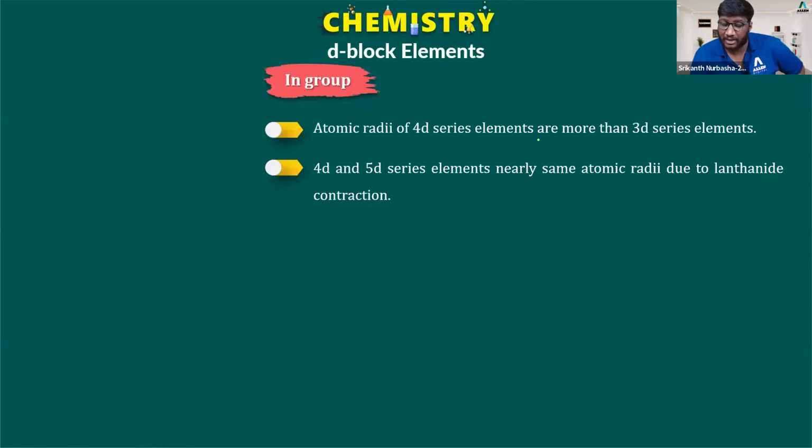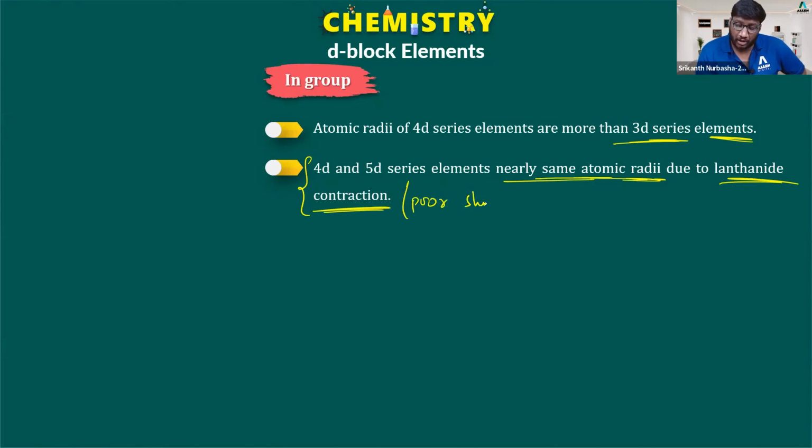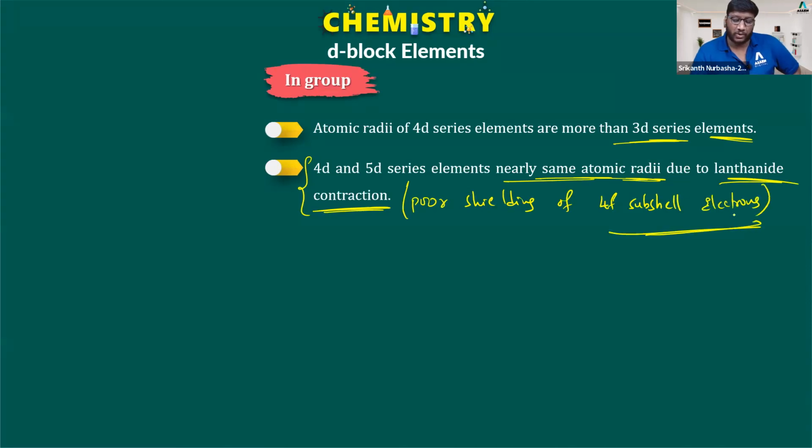Atomic radii of 4D series elements are more than 3D series elements, and 4D and 5D series elements nearly have same atomic radii. Why? Due to lanthanide contraction, which is due to poor shielding of 4f subshell electrons. Right, students? So this is about your atomic radius.